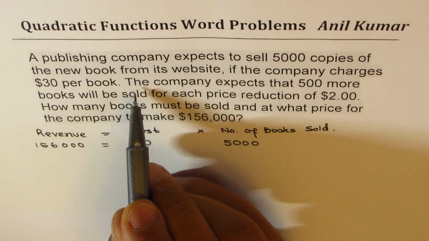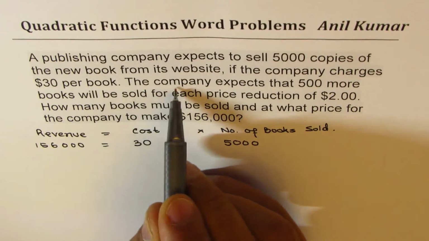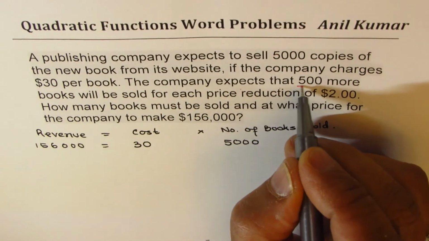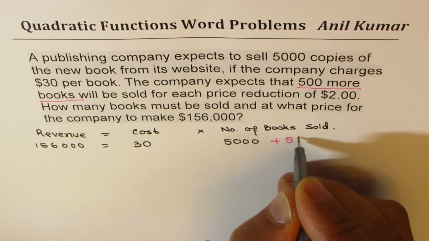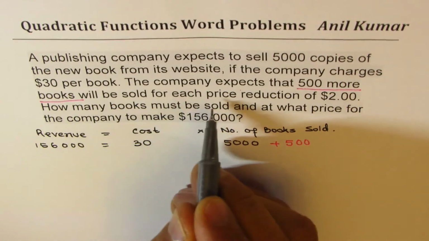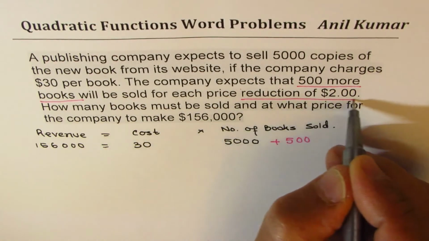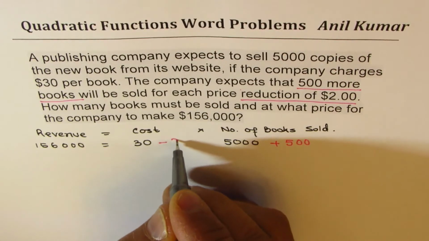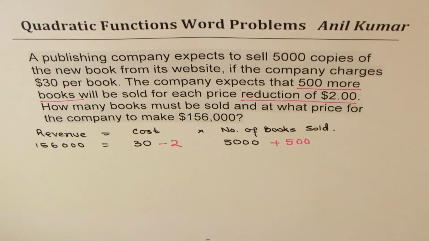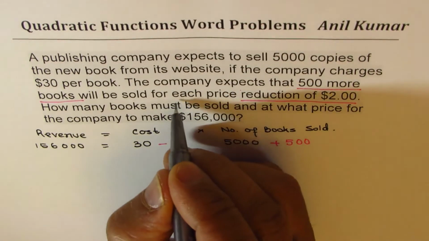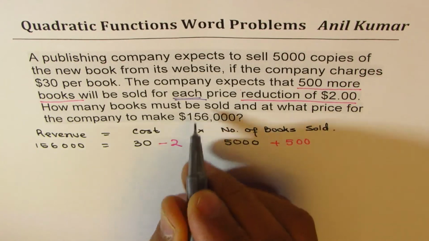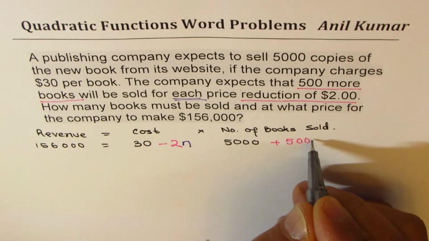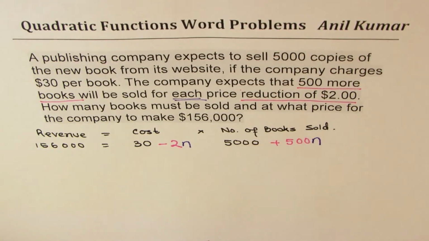So let's concentrate on that statement, which is the condition. The company expects that 500 more books, that means the number could be increased by 500, be sold for each price reduction, means minus reduction of $2. If I reduce this by $2, is it okay? Now it is not only that, it also says for each reduction of, right? So the word each means if I do it 1 time it is 2, 2 times it will be double, right? n times 2, that is 2n, and that gets multiplied by n. Do you understand how we got this equation?